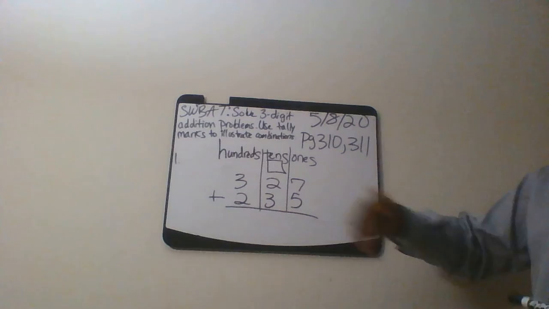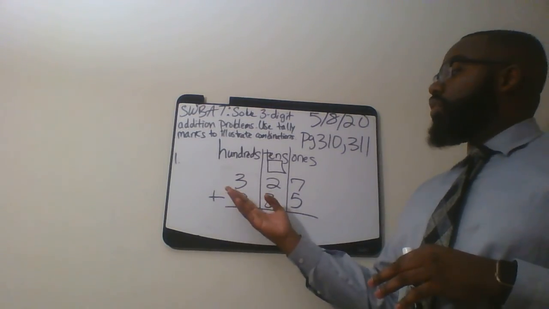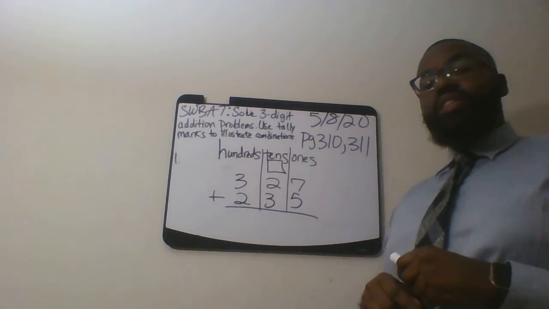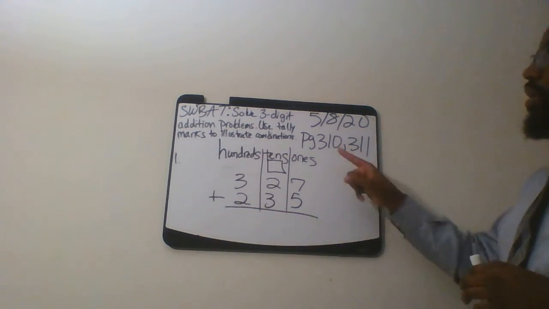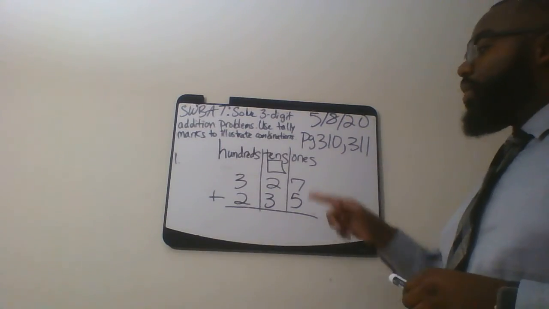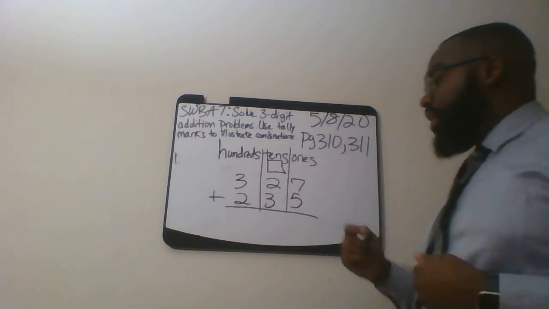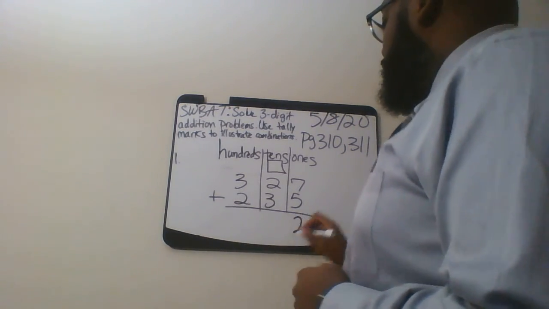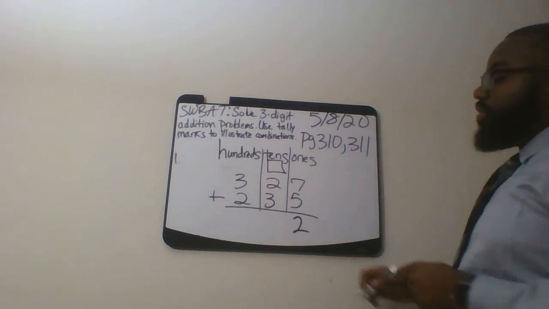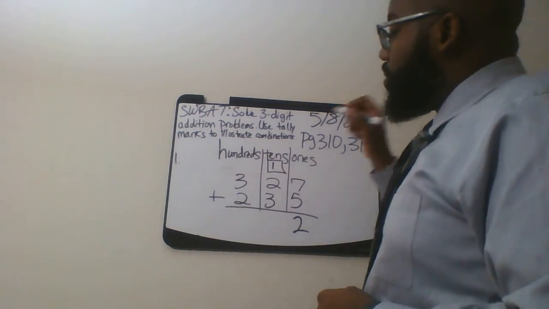So here's number one. Here's another problem that we worked with similar before. We're adding 327 plus 235. And notice we will always start where? In the ones place. So let's add. What is 7 plus 5? That is 12. 7 plus 5 is 12. 12 goes there, and then the 1 goes there.